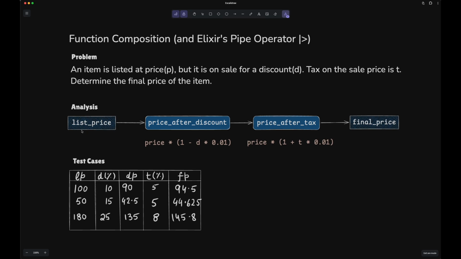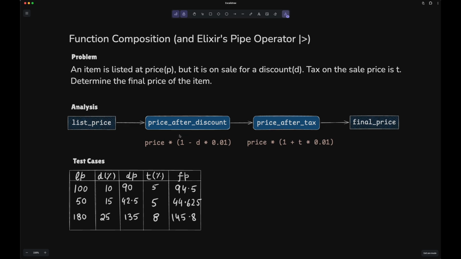So we are starting with a list price. That's what we are given. And we transform the list price through two different functions. The first function is price after discount. The second function is price after tax.